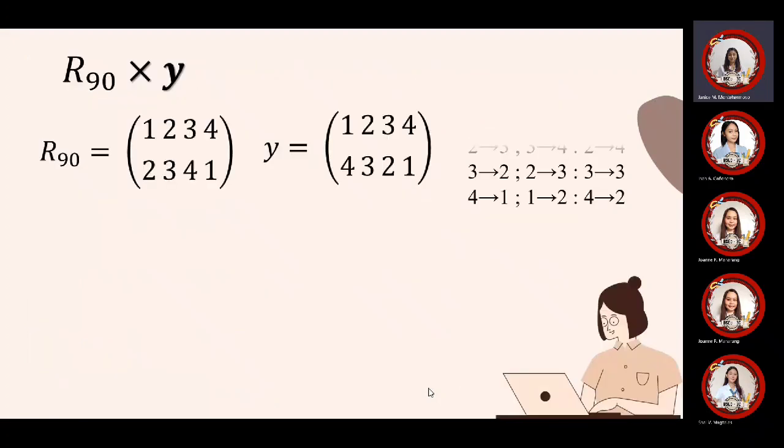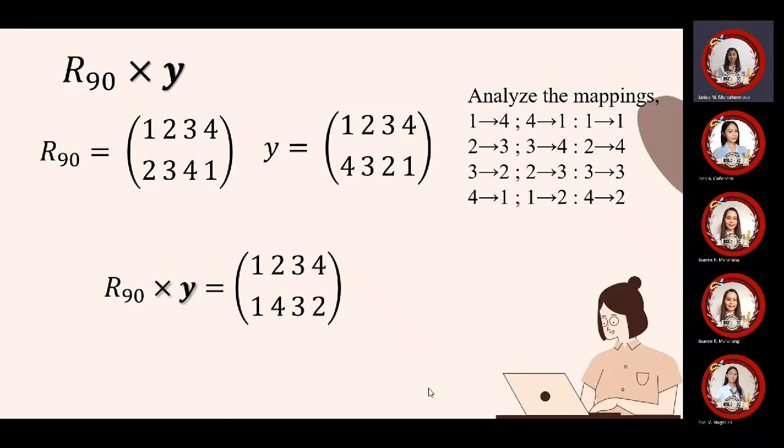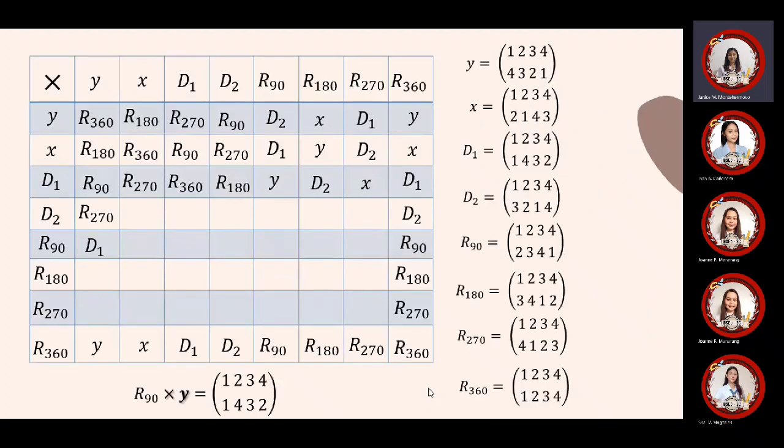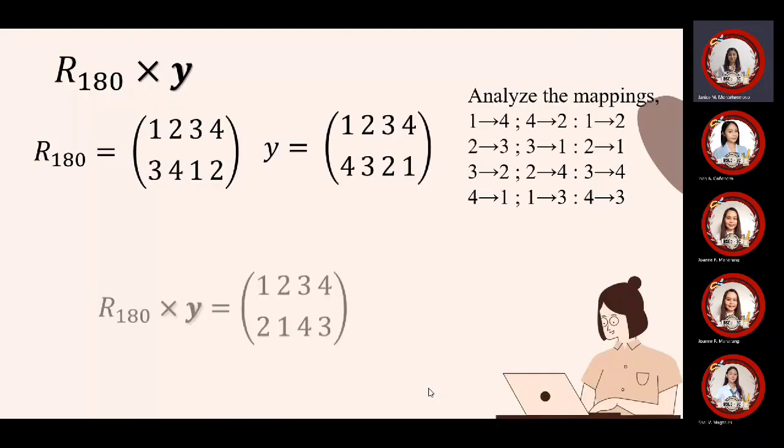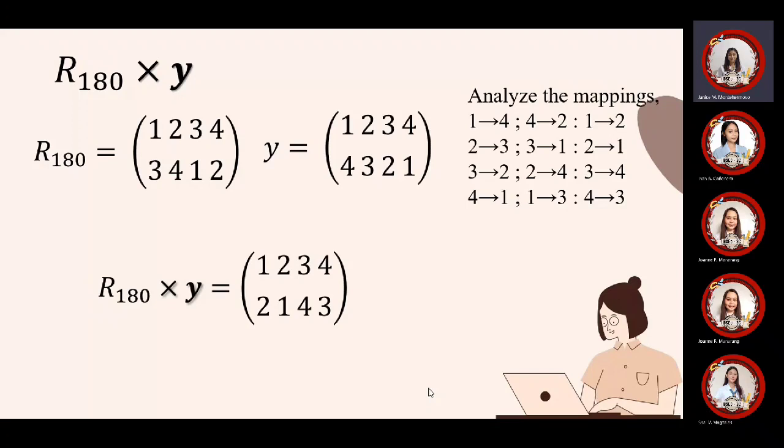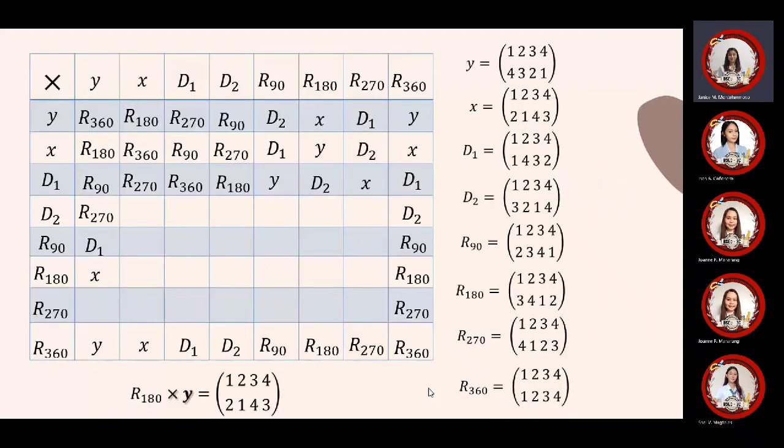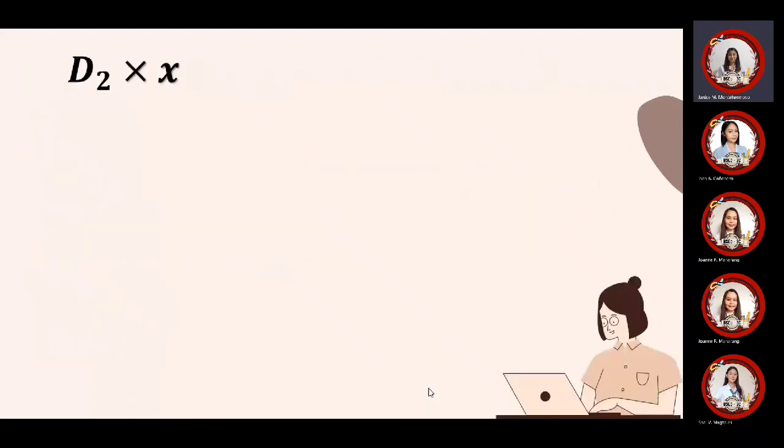Next, we have R90 multiplied by y. We have 1 maps to 1, 2 maps to 4, 3 maps to 3, 4 maps to 2, which is also equal to D1. Next, we multiply R180 by y. The answer is 1 maps to 2, 2 maps to 1, 3 maps to 4, and 4 maps to 3, which is also our X. So in the column, we are only missing D2.